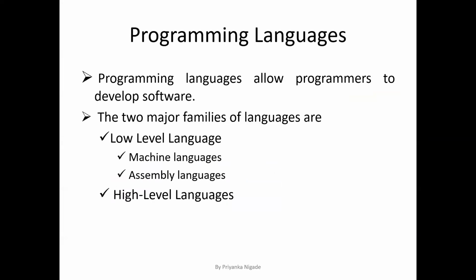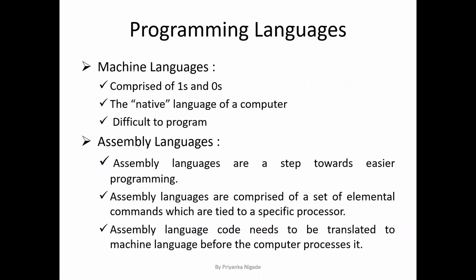So let me show you. Programming languages allow programmers to develop software applications, guys. So there are two major families for programming. I can say low level language and high level language. Under low level, there are two categories, machine language and assembly language. What is meant by machine language? Machine language is all about binary form. That means it comprises ones and zeros. It is the native language of a computer, guys. Difficult to program, difficult to understand, and difficult to use also.